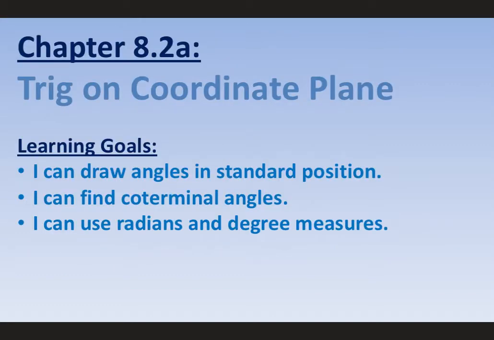All right, so the first thing is we're going to draw angles in something called standard position. We're going to be able to find something called a coterminal angle. And then we're going to talk about degree measures. This radians thing we'll talk about in a little bit later section.